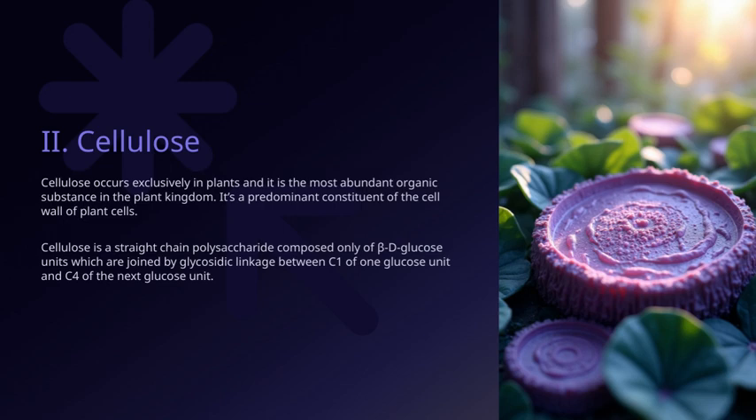Cellulose is found exclusively in plants and is actually the most abundant organic substance in the plant kingdom. If you think about the plant cell wall, cellulose is a major component. It's what provides the structural support and shape to plant cells. So, understanding cellulose helps us appreciate how plants maintain their form and how they grow.